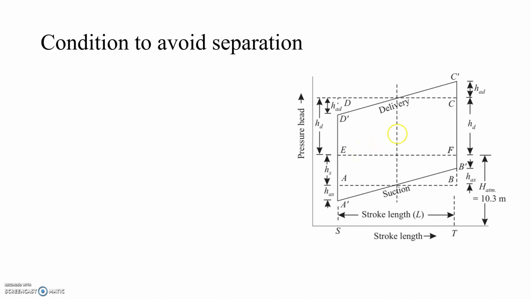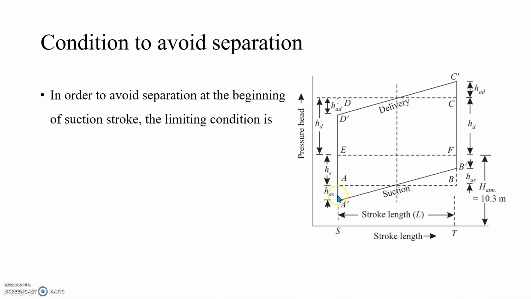Now let's see the condition to avoid separation. There are two situations in which separation happens, that is at the beginning of suction stroke and at the end of delivery stroke. Now let's consider the condition to avoid separation at the beginning of suction stroke. This is the limiting condition to avoid separation, that is H ATM minus HS plus HAS. HS plus HAS is this, H ATM is this. So we are taking the absolute value corresponding to point A dash.